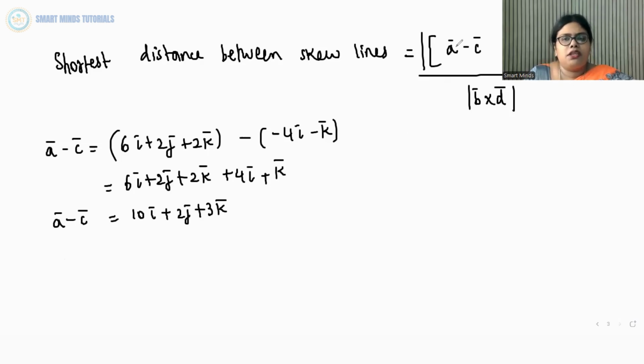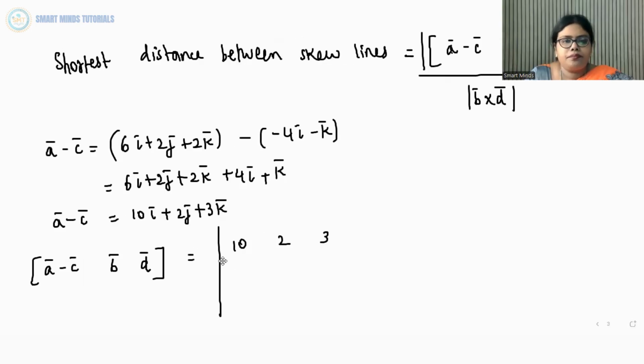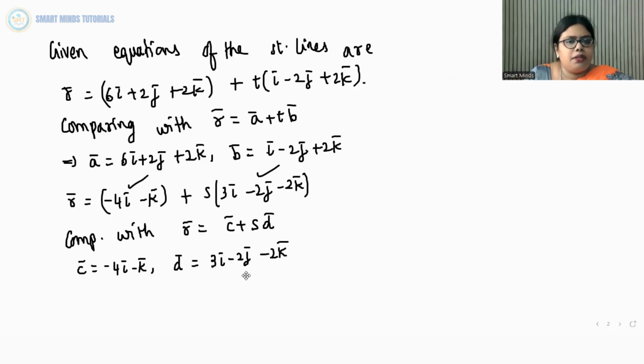Now after this we need to find scalar triple product of A bar minus C bar, B bar, D bar. So how to find out scalar triple product of A minus C, B and D? You take the determinant. What is from A bar minus C bar? You take the coefficients. 10, 2, 3. Now what are the coefficients from B bar? You tell me. From B bar, this one you see 1, minus 2, 2. And what are the coefficients from D bar? 3, minus 2, minus 2. Okay.